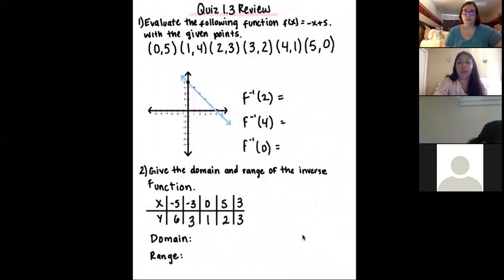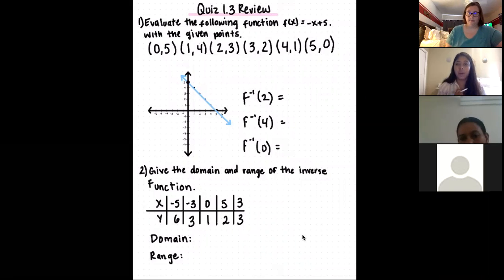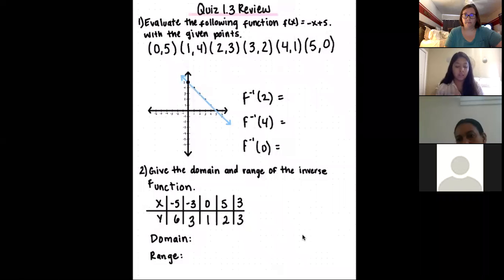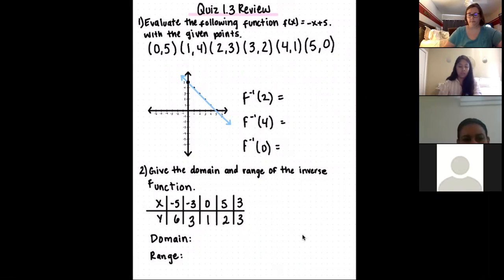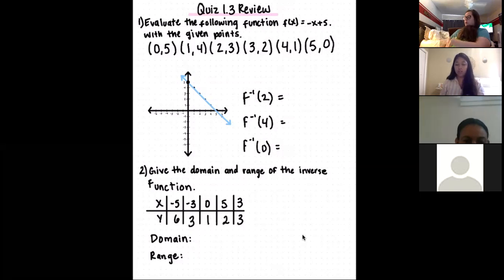Problems that you might have on your quiz today. You are going to see something similar to number 1. The only thing that you might not see is the graph, but you're going to have the points given. So I'm just showing you here the graph so you have an idea of what I'm asking on the question. It says evaluate the following function with the given points. Instead of giving you the graph, I'm giving you the points, and it's even easier with the points that you're going to see right now.